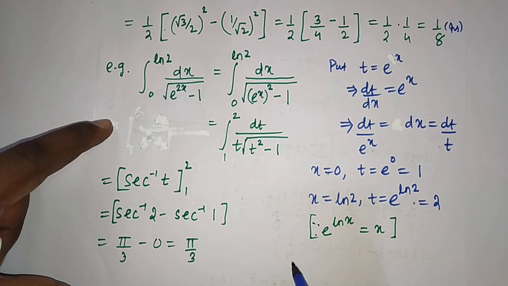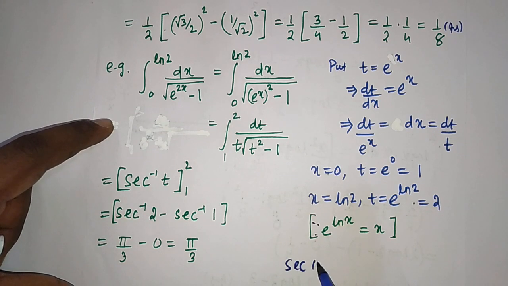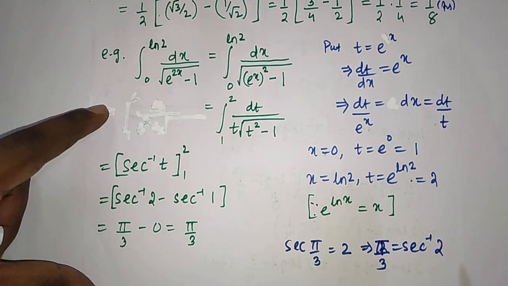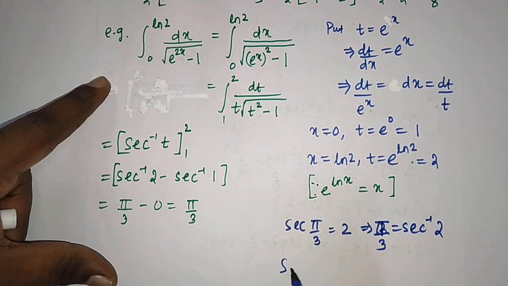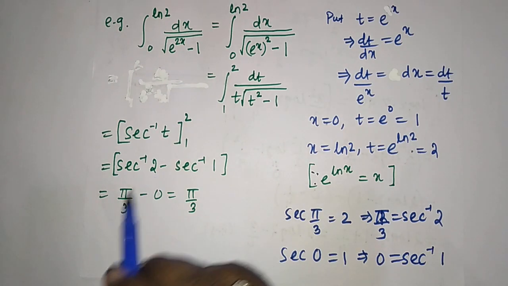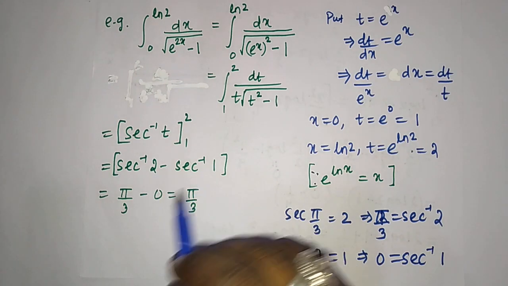You know, sec pi by 3 equal to 2. So pi by 3 equal to sec inverse 2. Okay, similarly, you know, sec 0 equal to 1. So 0 equal to sec inverse 1. Okay, so sec inverse 2 equal pi by 3 and sec inverse 1 is 0.